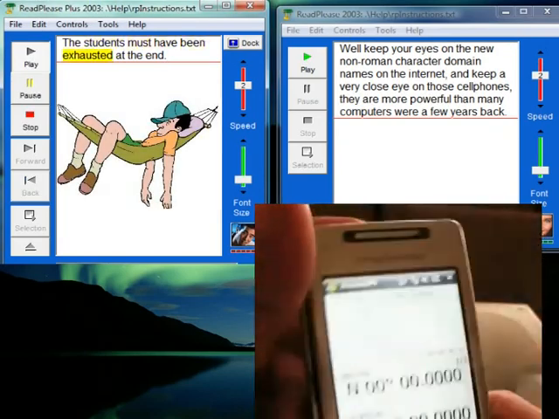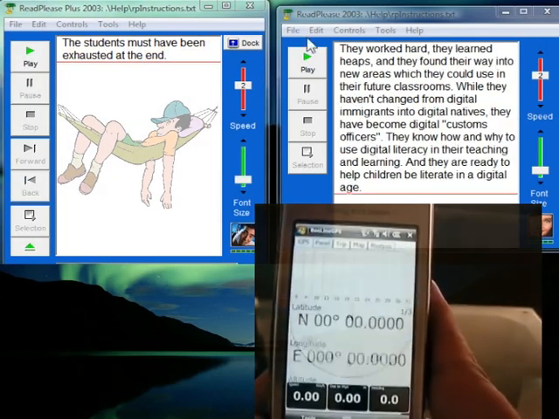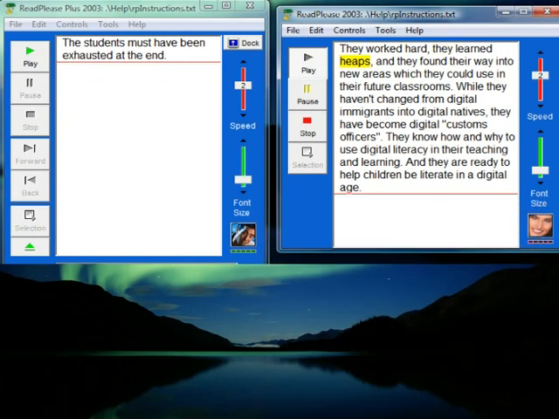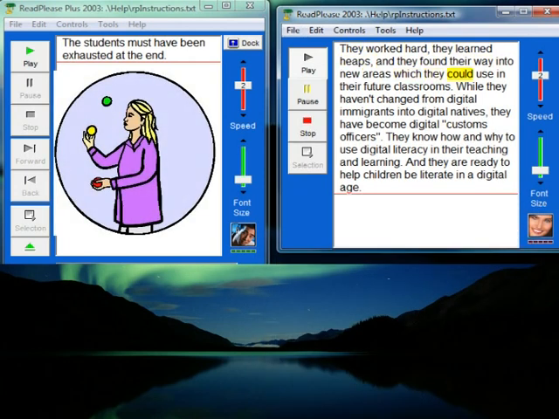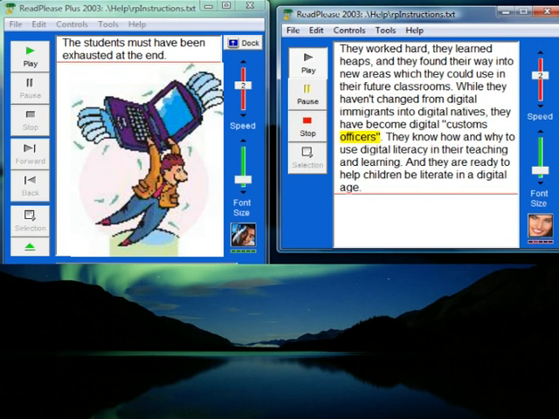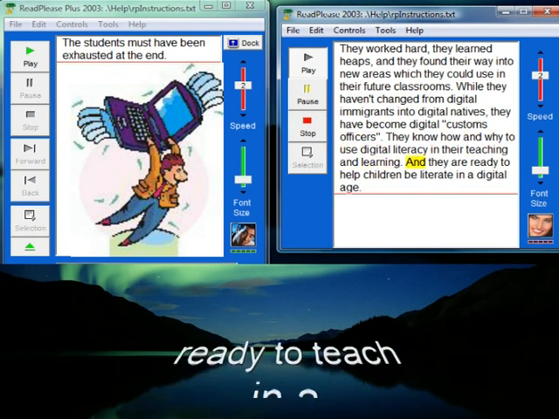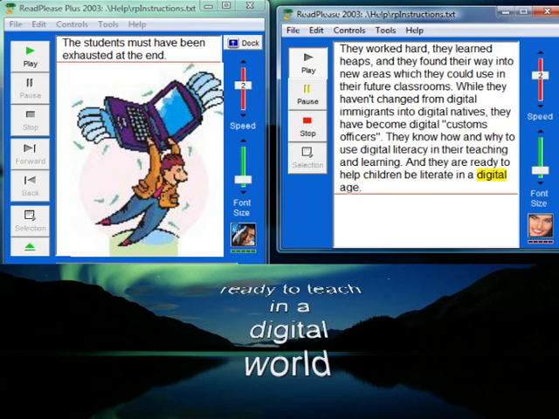The students must have been exhausted at the end. They worked hard, they learned heaps, and they found their way into new areas which they could use in their future classrooms. While they haven't changed from digital immigrants into digital natives, they have become digital customs officers. They know how and why to use digital literacy in their teaching and learning. And they are ready to help children be literate in a digital age.